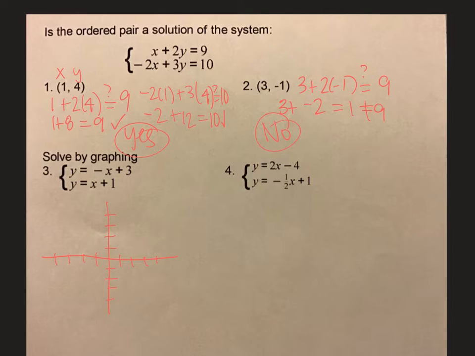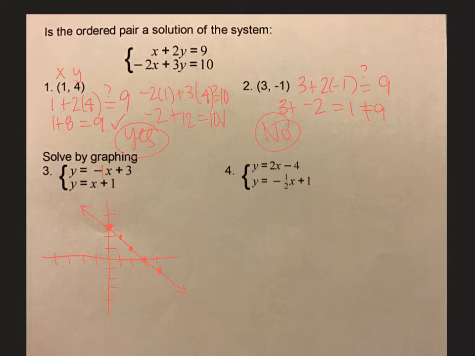My first one, y equals negative x plus 3. I'm going to start up at positive 3. My slope is negative 1, because remember that negative is like a negative 1 in front of that x. And since it's a slope of negative 1, it's just down 1 over 1. So that's my first equation.